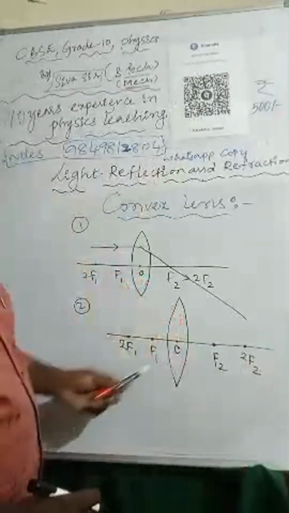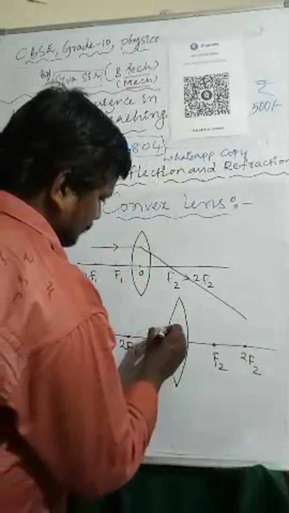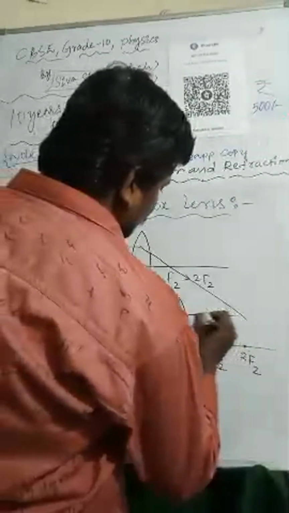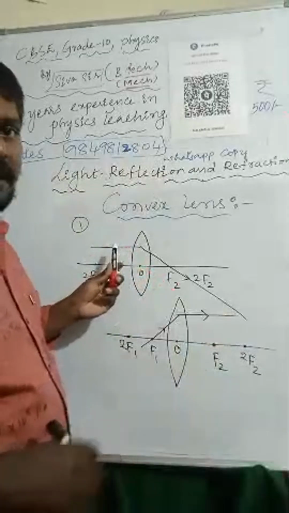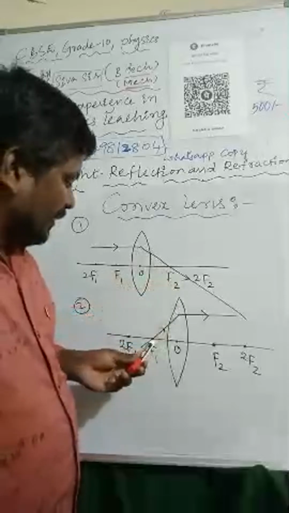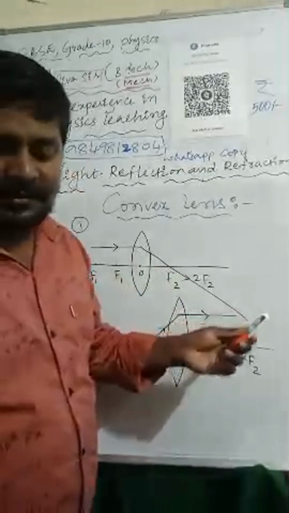So F1 to F1, F2 to F2. One light ray I am taking like this. It passes like this. Here you can see the light ray is coming from infinity, and after refraction it passes through F2. If a light ray is passing through the focus, after refraction it moves towards infinity, right?